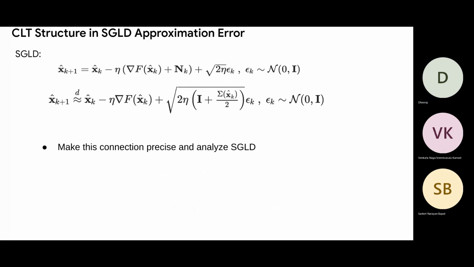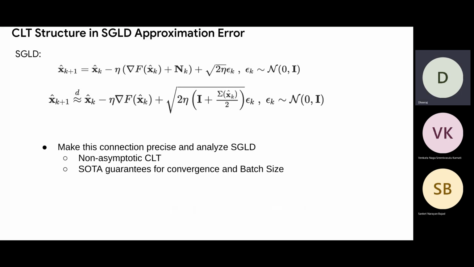So what we want to do is make this connection more precise and quantitative using CLTs, and then analyze this. So we will write a few non-asymptotic CLTs and give state-of-the-art guarantees for convergence and batch size, in terms of the conditions under which they can converge and what the sample complexity or computational complexity is. And we will also use these.